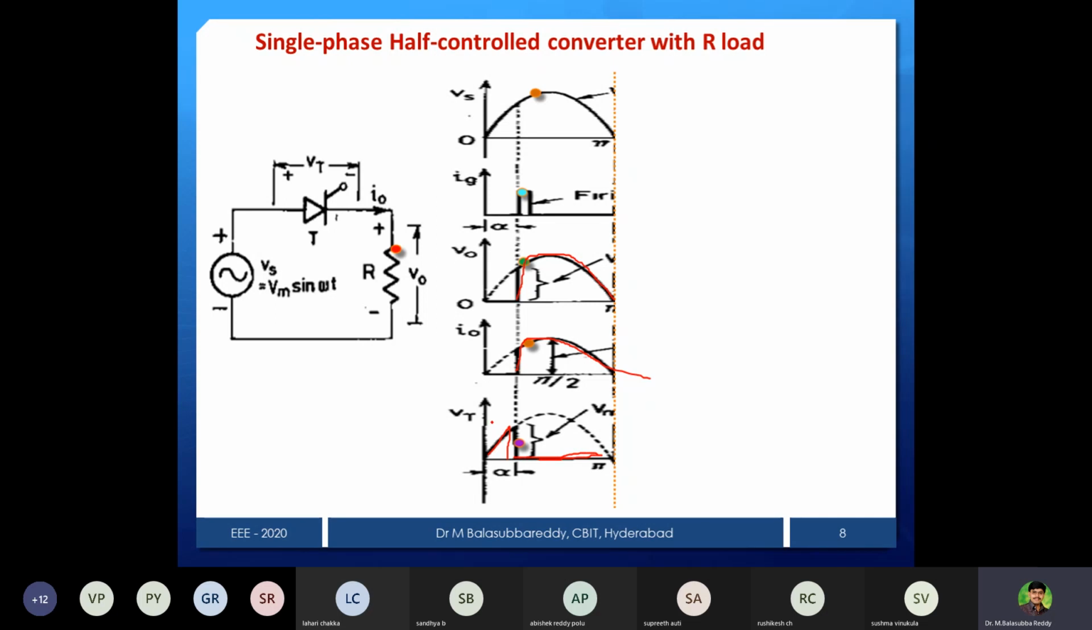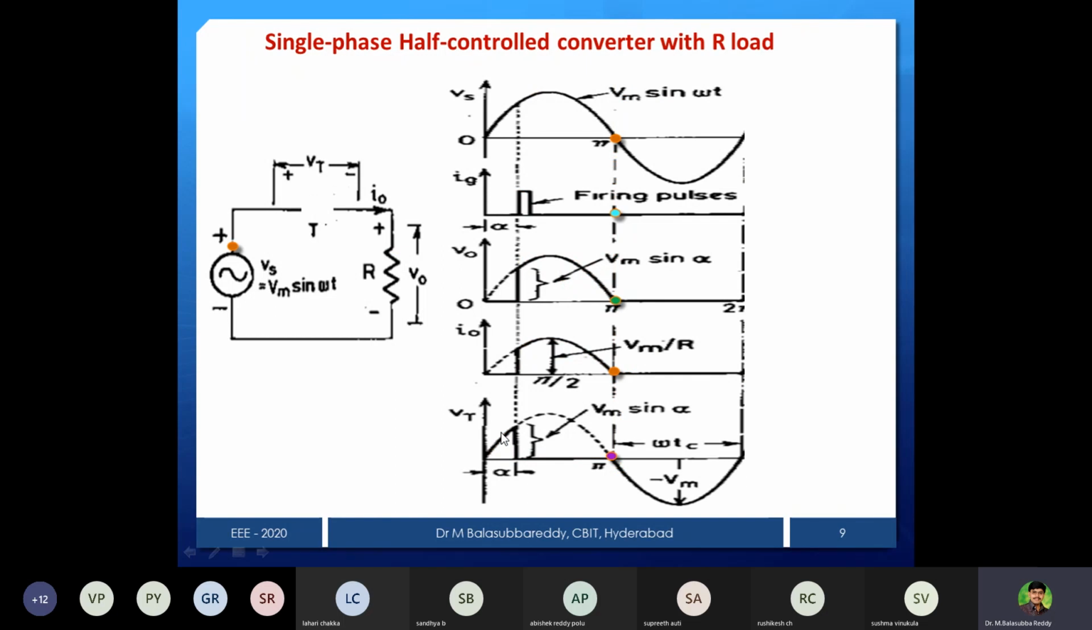This is a fixed logic. What logic? I have given a small table. When the device is on, you check it. Device is on, output voltage is the same as Vs and current is also Vs by R. That means output is the same across the load resistor, and voltage across the device is 0. This is for when the device is conducting.